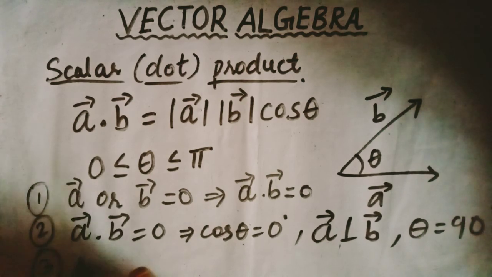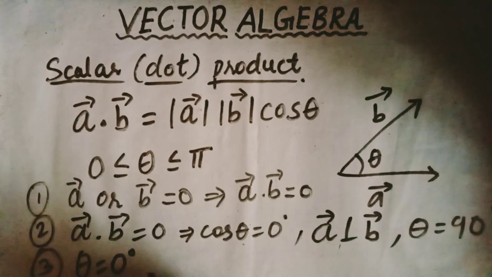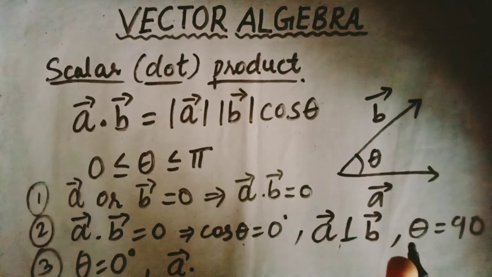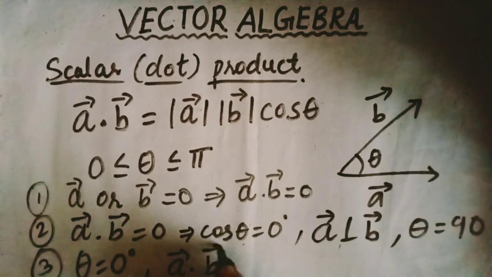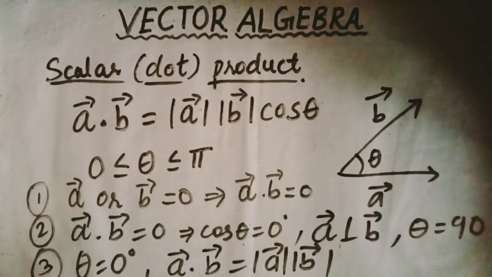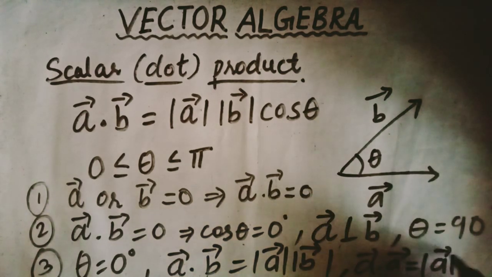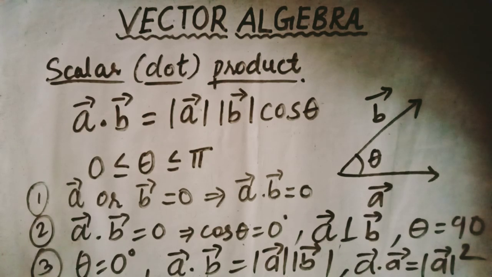Then if your theta is 0 degrees, then cos theta will be 1. So A dot B is magnitude of A into magnitude of B. So 0 degrees means both the vectors are the same, right? So A dot A will be what? A dot A is magnitude of A square.